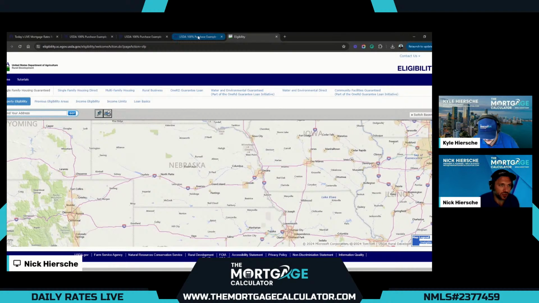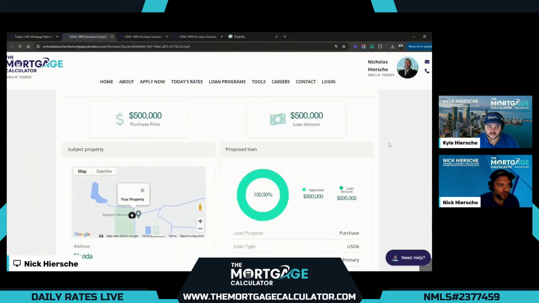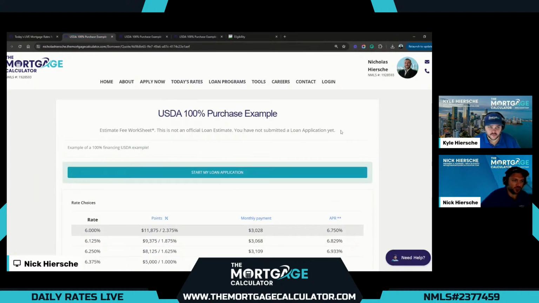Let me see which one this is. Starting over here. All right. First up, our standard example, but we're taking it to 100%. So on our daily live rates, we're doing 80%, right? So we can compare across all the programs, doing a standard 20% down, but USDA does have 100% financing available for purchases, typically the most common option it is used for.